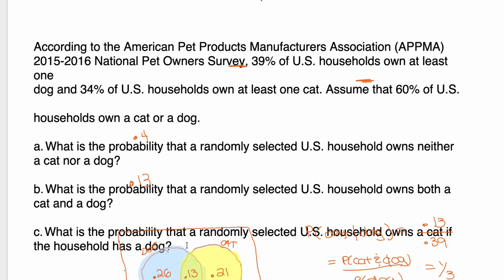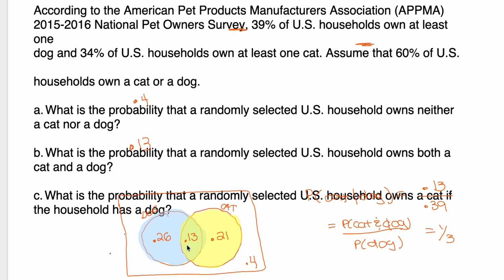Okay, so this is how you create a Venn diagram for this. We want to know the probability that a random household owns neither a cat nor a dog. Right here, we don't know the middle region, so we just assume we don't know, even though I already wrote it down here. But the probability that a household owns neither is going to be 0.4. You use 1 minus 0.6.